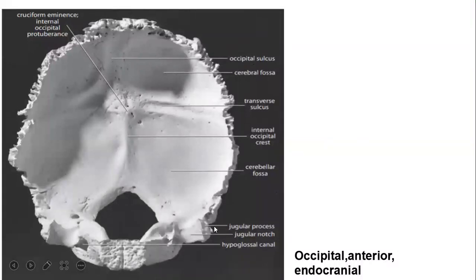The jugular process and the jugular notch, we've been able to discuss. Then we have the hypoglossal canal, which is right here. And finally, the cruciform eminence, internal occipital protuberance, which dominates this area.